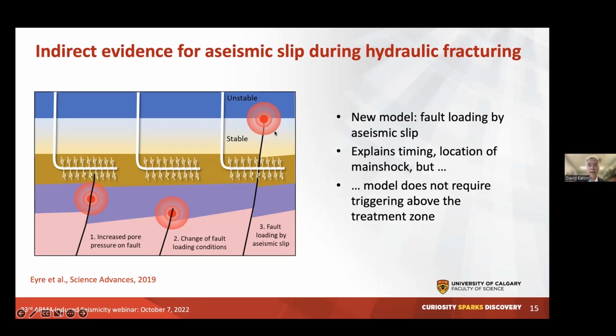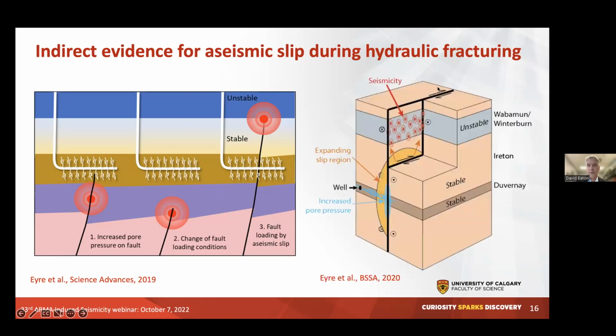And just by happenstance, the main shock occurred above, but it's important to emphasize that this model doesn't require the earthquake to occur above. It could just as easily occur below. But it was the fact that it was above that really got us thinking about trying to find a different model. So the model is kind of nicely represented in this block diagram that you can see here.